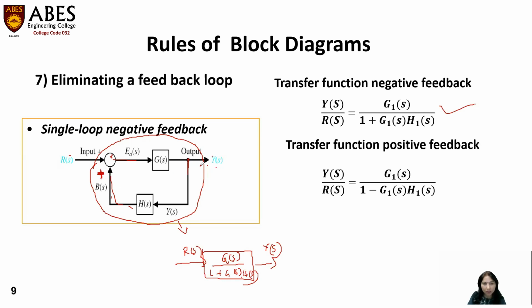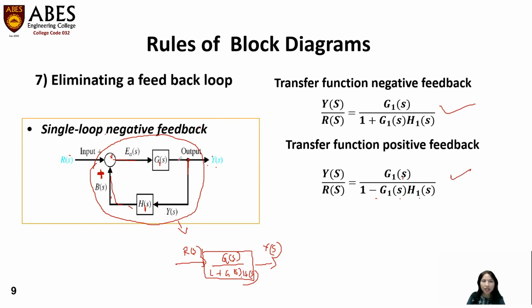Suppose this block diagram has a positive feedback, which means this feedback signal has a positive sign. So we can say single loop positive feedback, right? For that, the transfer function we get here is G1(s) upon 1 minus G1(s) into H1(s), right? I have written here G1 and H1. So the gain of this is G1 suppose, and this is H1, right? You just consider this as G1 and this as H1. So the transfer function of this block for the positive feedback will become G1(s) upon 1 minus G1(s)H1(s).